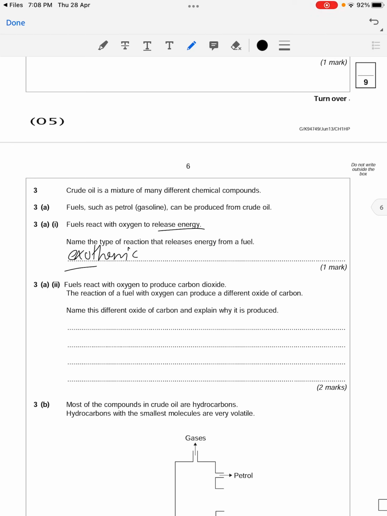Fuels react with oxygen to produce carbon dioxide. The reaction of a fuel with oxygen can produce a different oxide of carbon. Name this different oxide of carbon and explain why it's produced. So fuels react with oxygen. Okay, we know that carbon dioxide is produced, right? So we have to name this different oxide of carbon.